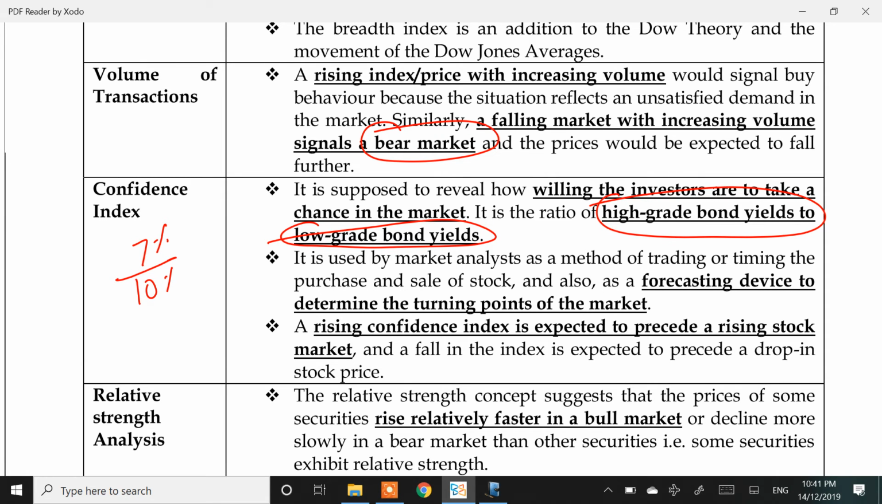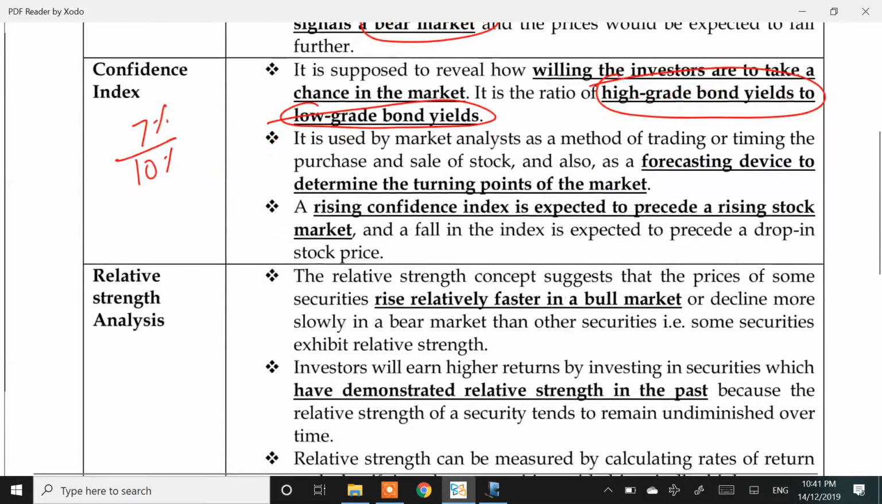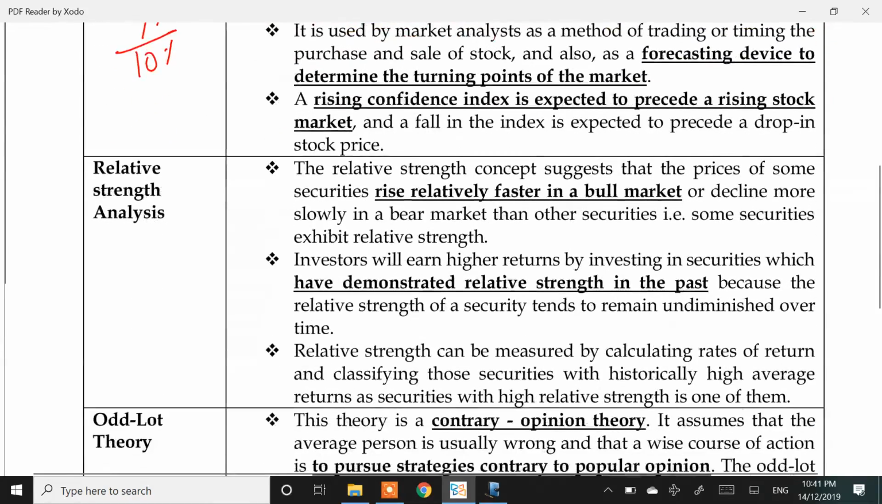And if there is a rising confidence index, it is normally expected to precede a rising stock market. So if the confidence index is moving up, it means the stock market is likely to move up in future. Next is relative strength analysis.